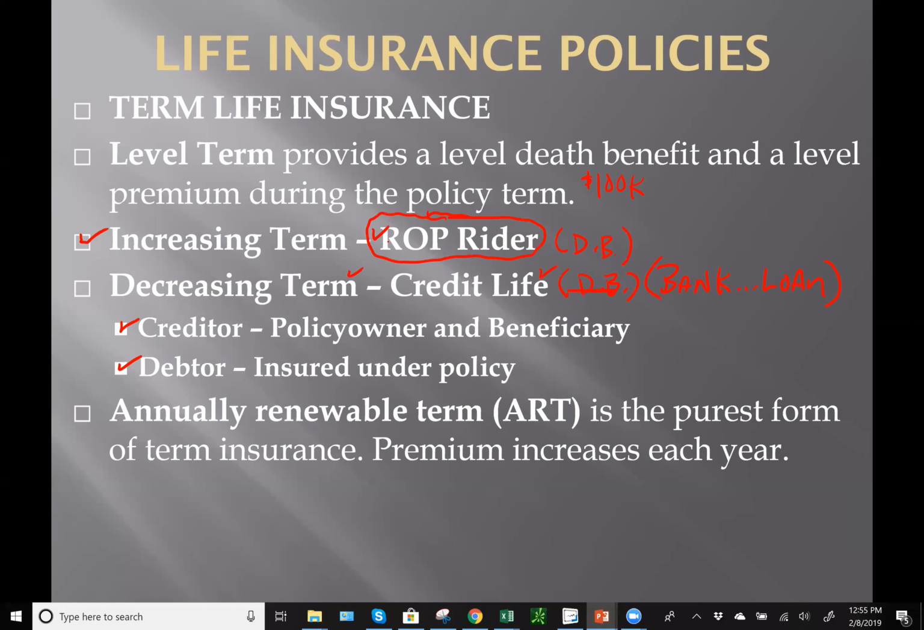And then we already talked about annually renewable term being the purest form of term insurance, where the premium increases every year. And remember, annually renewable term is an attained age policy.